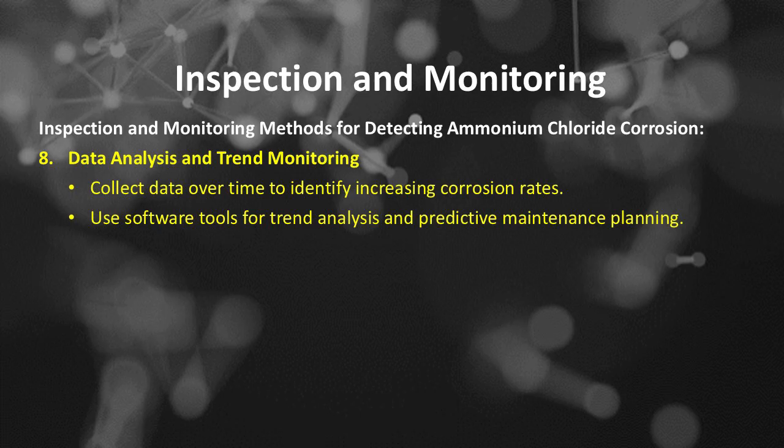Inspection and monitoring methods for detecting ammonium chloride corrosion. Number 8 is data analysis and trend monitoring. Collect data over time to identify increasing corrosion rates. Use software tools for trend analysis and predictive maintenance planning.